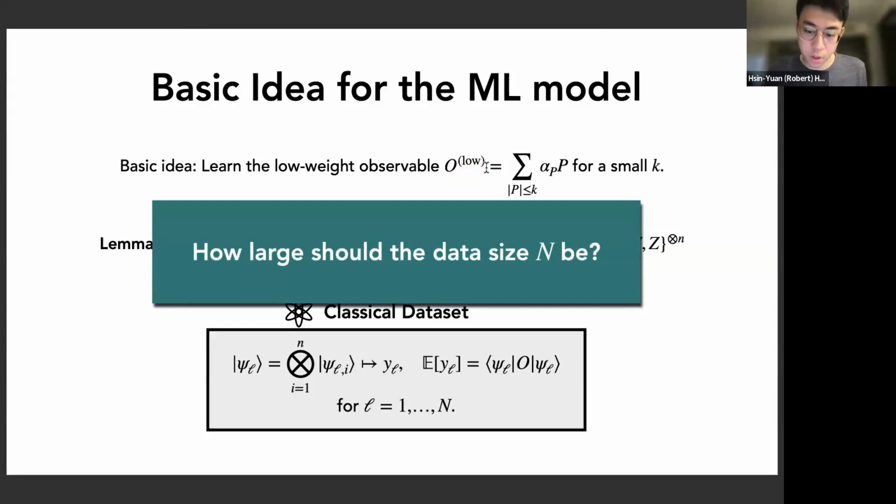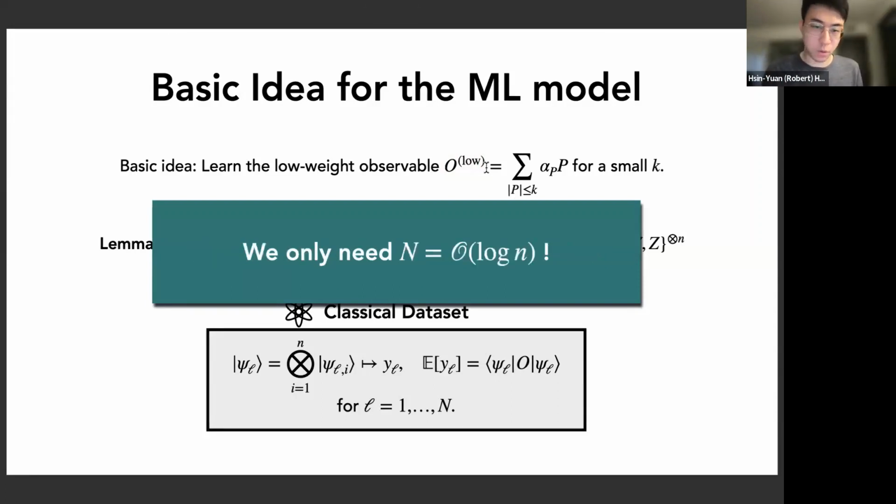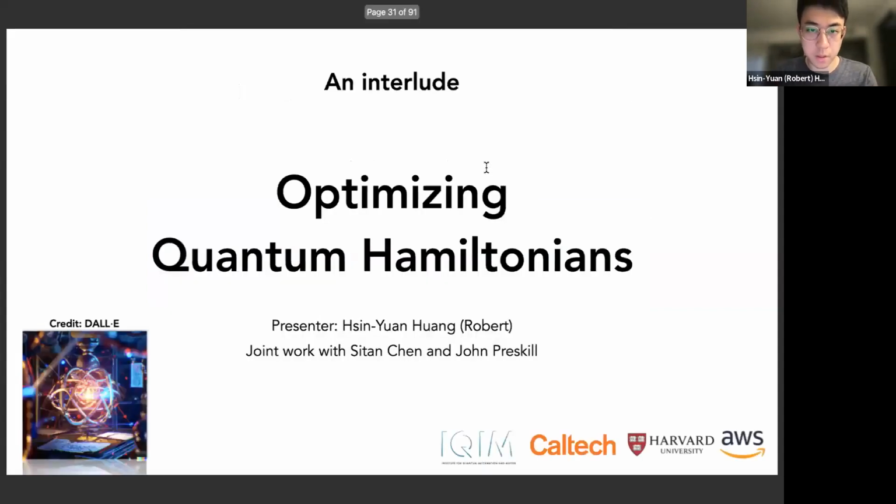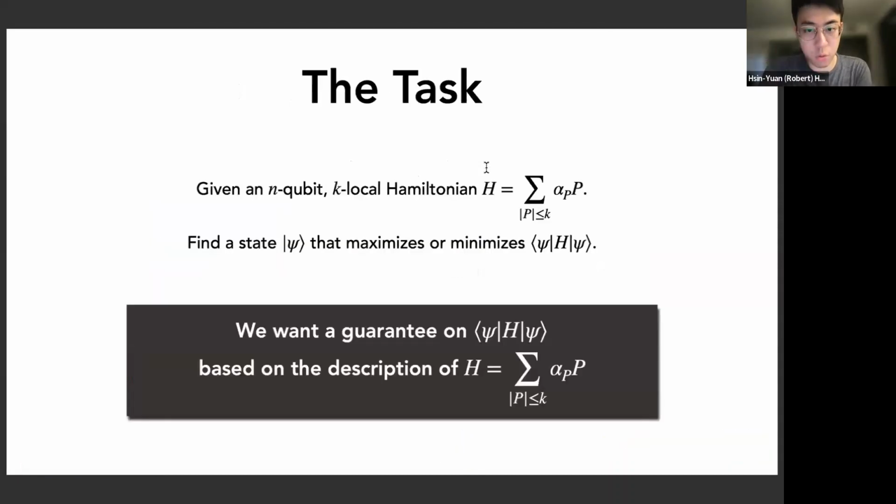In order to answer this question, we're going to do a detour into a different problem. Particularly by going through a detour, we're going to find that actually the size of the data set can be very small, only logarithmic in the system size. And to do that, we're going to look at a completely different question called optimizing quantum Hamiltonian. I think the question should be pretty straightforward for most people: we're given some n-qubit k-local Hamiltonian H, and what we'd like to do is to find a state psi that either maximizes or minimizes the expectation value of the Hamiltonian H. In particular, we would like to have an algorithm that gives a guarantee on the optimized energy value based on the description of the Hamiltonian.